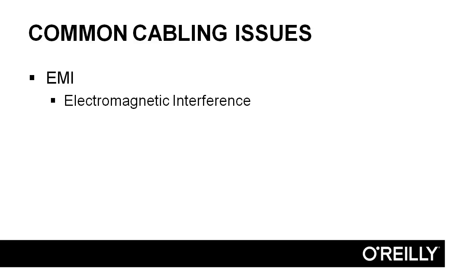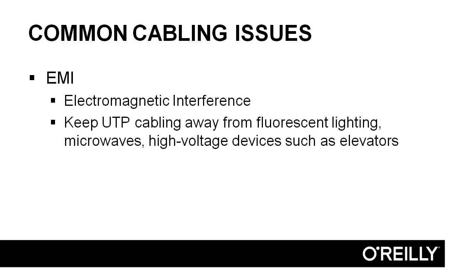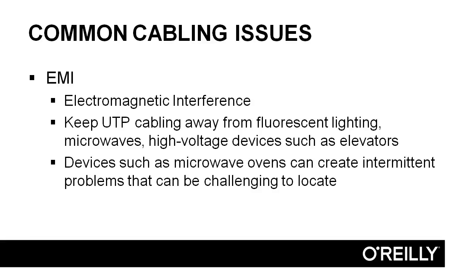EMI, electromagnetic interference. You should always keep any kind of unshielded twisted pair cabling away from things like fluorescent lighting fixtures, microwave ovens, high voltage devices such as elevators, space heaters, old CRT monitors, all that sort of stuff in the office. Now keep in mind, I've seen some really interesting problems that were hard to troubleshoot in real life just because devices such as microwave ovens got placed somewhere. And when somebody's cooking popcorn or warming up their sandwich, guess what? We get EMI on that cable that's too close and we can't get data to go through.